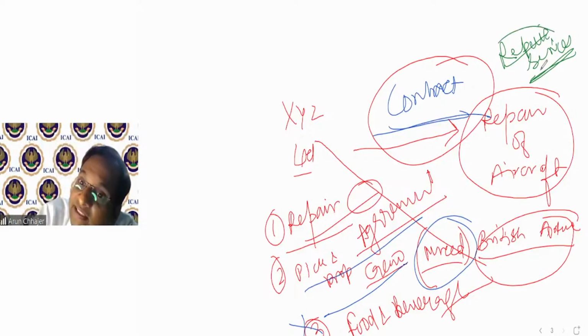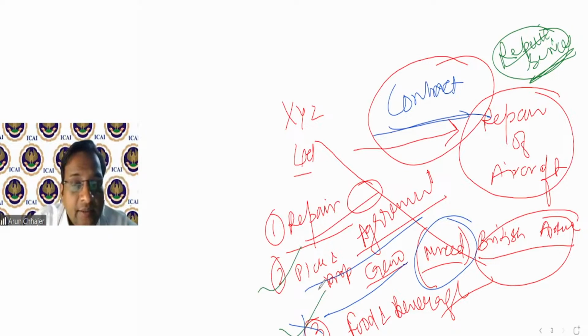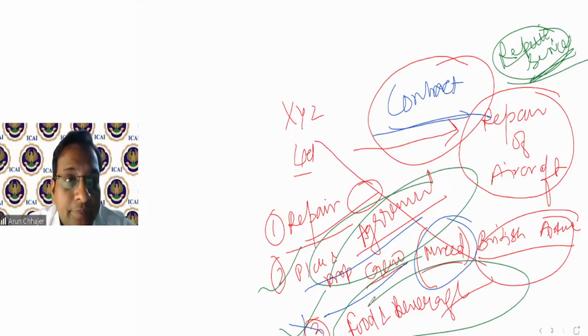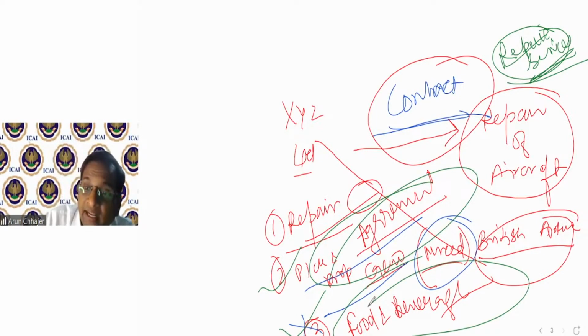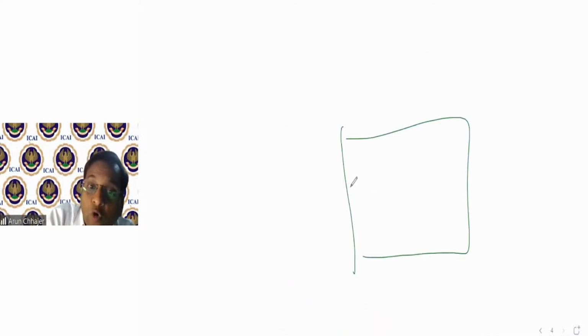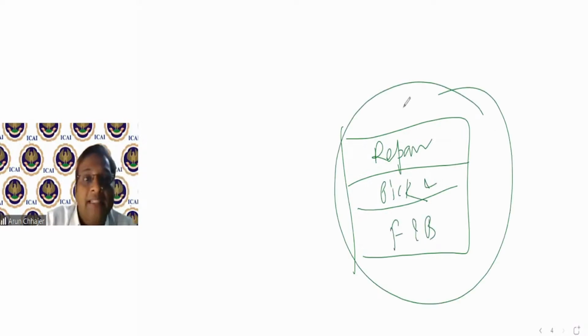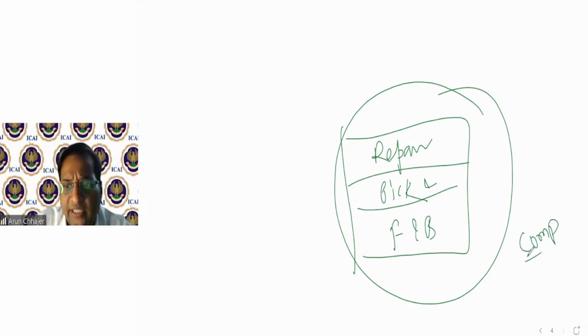If my service is repair, it is the main supply, the principal supply, but there is an ancillary component, food and beverages and pick and drop, which are clubbed together. I can say I am providing a combo of three supplies: repair, pick and drop, and food and beverages. Basically, three supplies are clubbed together, and the combo can be composite or can be mixed.